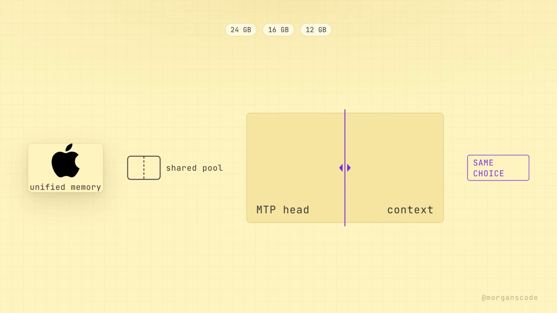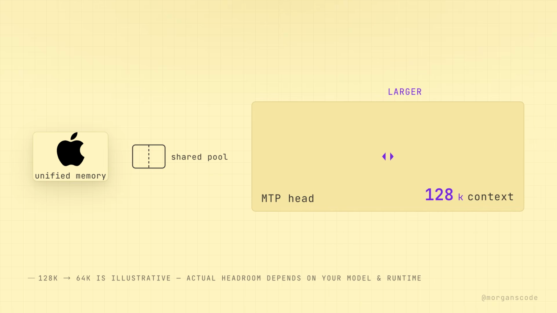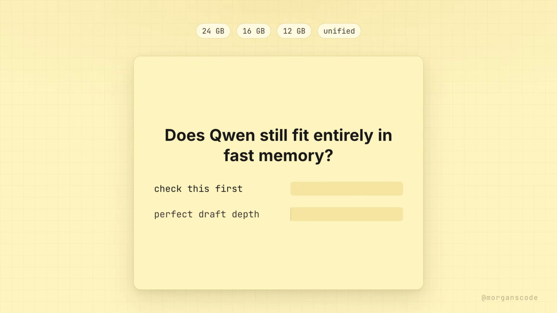Mac users face the same basic choice. Unified memory can provide a larger shared pool, but every gigabyte used by MTP is a gigabyte that cannot be used for more context. Before changing any MTP setting, check whether Qwen still fits completely in fast memory. That matters more than finding the perfect draft depth.